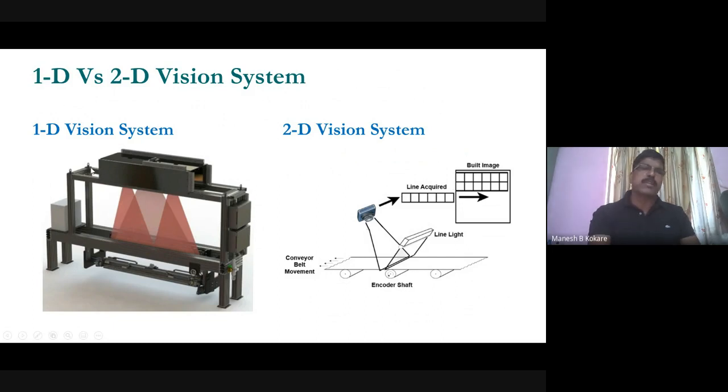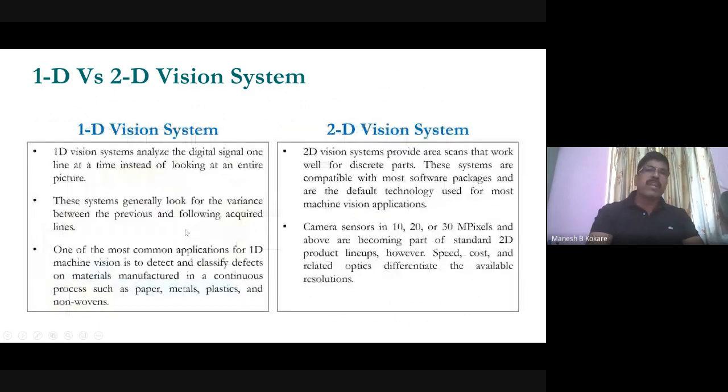Suppose this is the conveyor belt, this is your product, and this is your vision system, so it will be scanned line by line, like a one-dimensional thing. So in two-dimensional, the entire image is captured, whereas in one-dimensional, line-by-line scanning is done. The main difference is that a 1D vision system analyzes the digital signal one line at a time instead of looking at an entire picture.